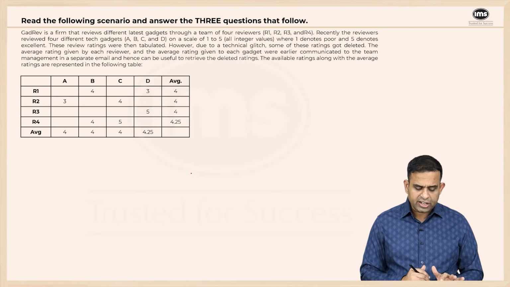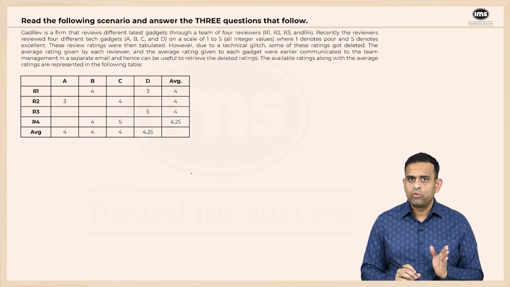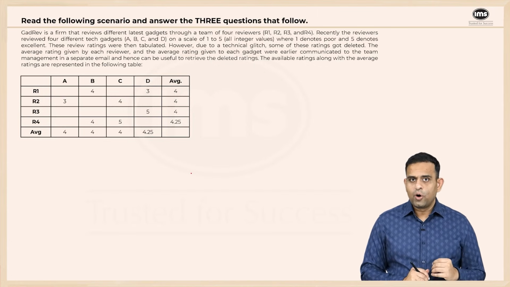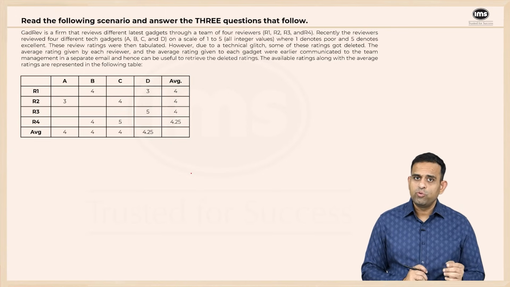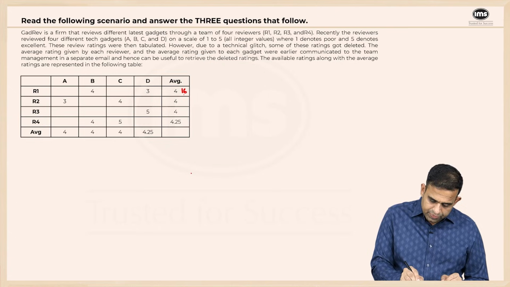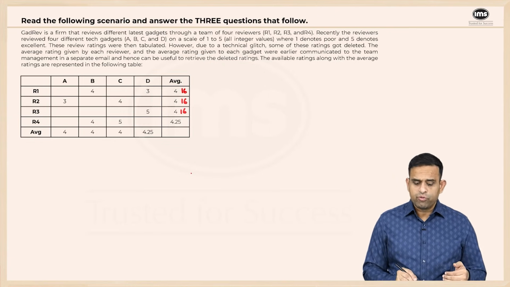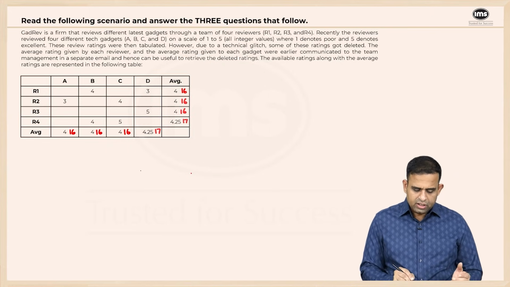So if I understand this, for example, let's say reviewer number 1 has given a rating of 4 to gadget B, has given a rating of 3 to gadget D, and the average of all the ratings given by R1 to the 4 gadgets A, B, C, D is 4. What does that mean? That simply means the total of all the ratings given by reviewer number 1 must be equal to 16. 4 into 4 giving you 16 over here. 16, 16, 16, and the total of all the ratings given by reviewer 4 must be equal to 17. So 16, 16, 16 and 17.